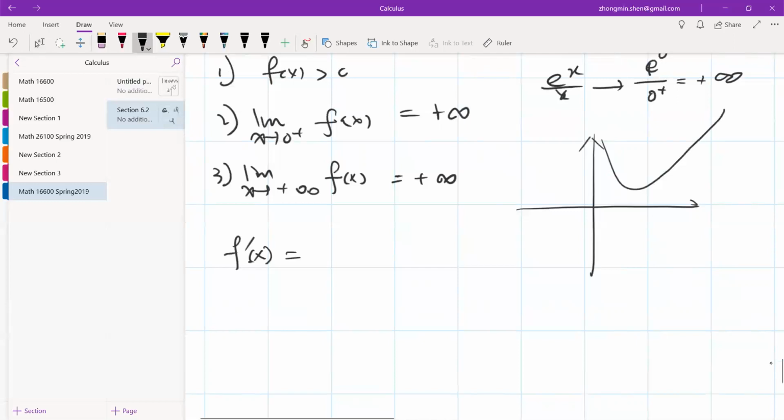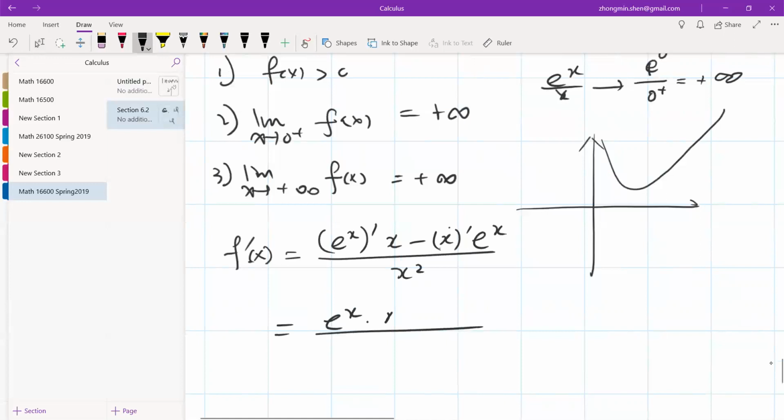So let's find the derivative. According to the quotient rule, it's going to be x squared, the derivative of e to the x times x, minus the derivative of the denominator times e to the x, right? So you will get e to the x times x minus e to the x, over x squared.